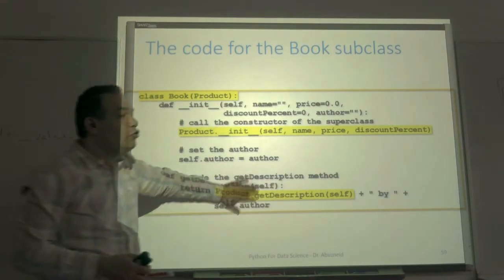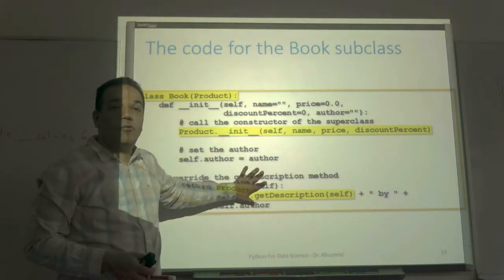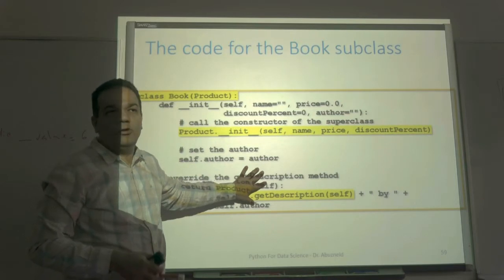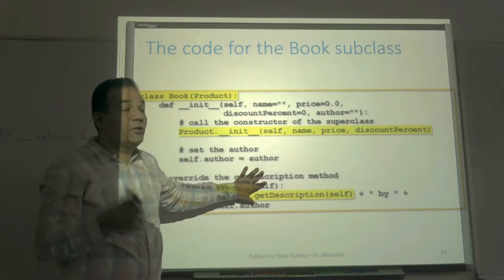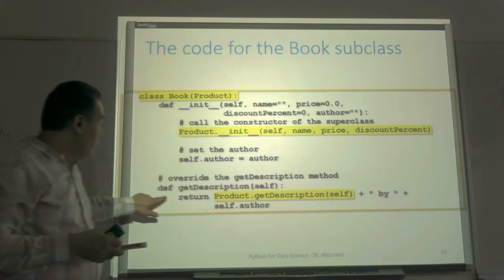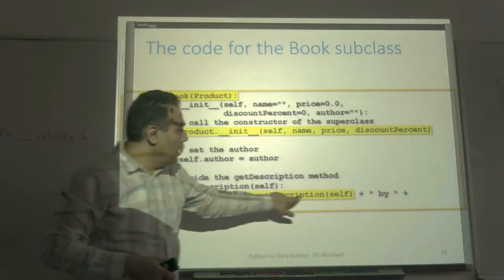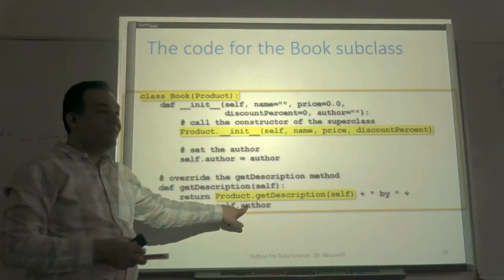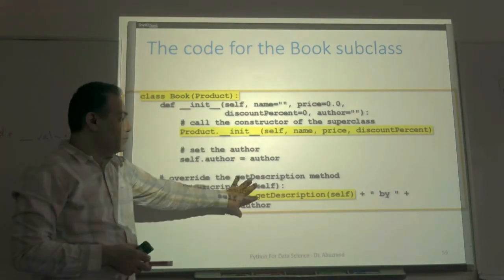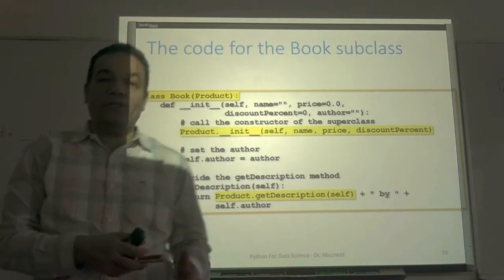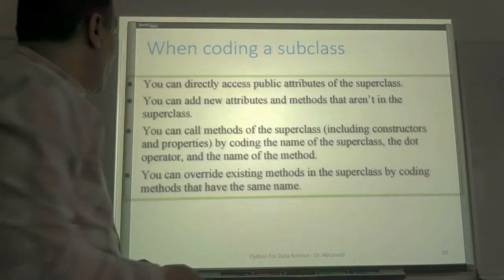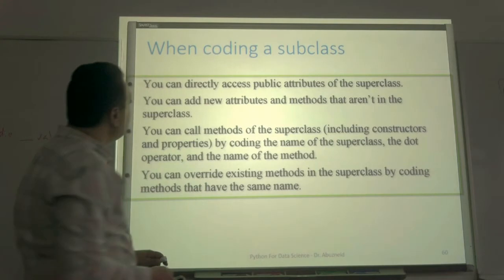Okay? If I don't write this at all, is there a problem? Not really, because it's going to call from the parent, right? It will not be as good. Why? Because in the parent, product dot get description, self plus, I could add the author. So it's a specialized description for the book.